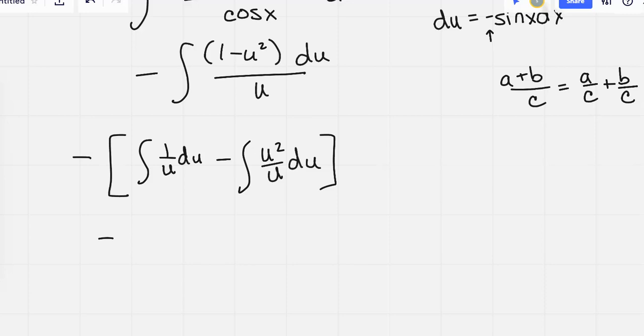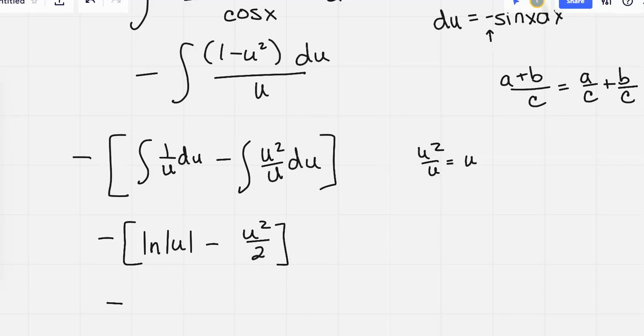So that first integral will become natural log of absolute value of u. The second integral, notice u squared over u will just be equal to u, and so this will be minus u squared over 2. And close my bracket, and then I'm going to bring back in what my u was, which is the cosine x, so I get negative natural log of absolute value of cosine x minus, and I'm going to keep the brackets on that negative on the outside. I'll deal with, well, I could bring it in now.